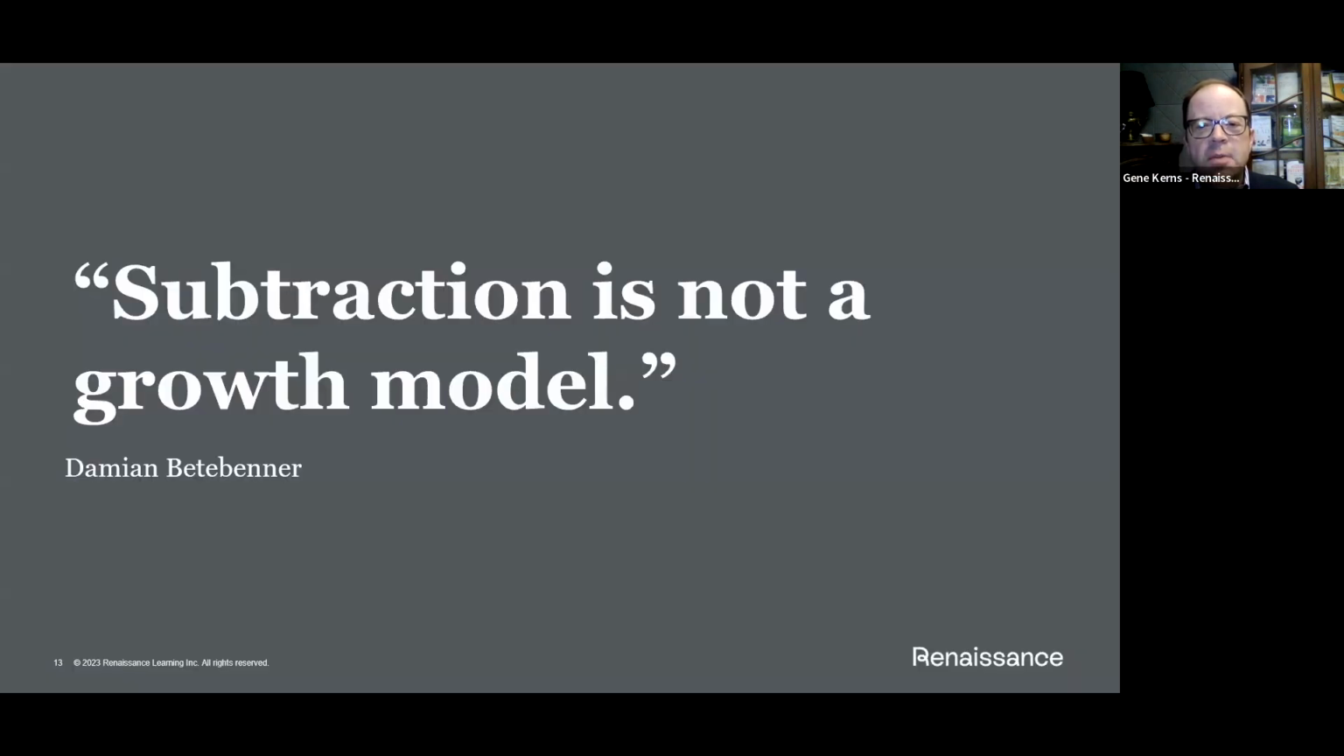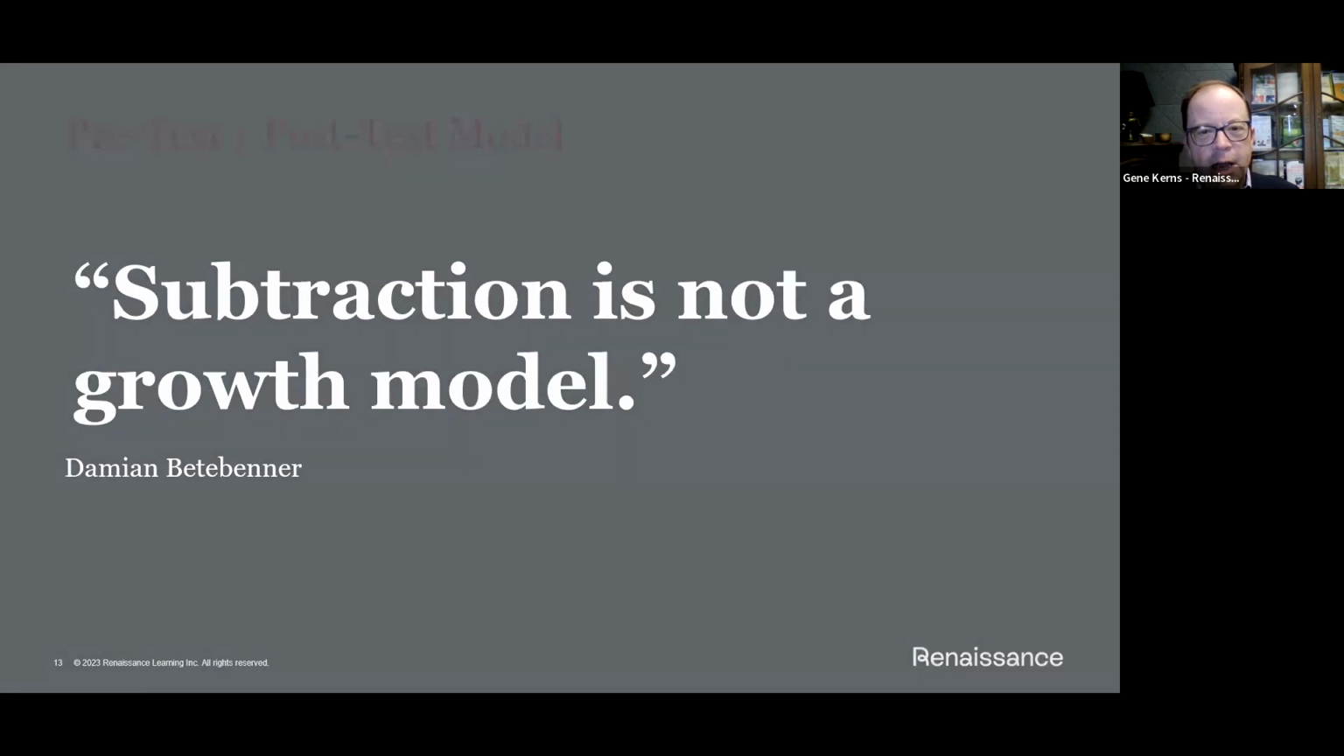Here is the main takeaway I hope that you will get from today. It's a really simple statement on some level that he made, but I think once we get into it, it offers some really powerful insights. Here's the statement that Dr. Betebenner made: subtraction is not a growth model.